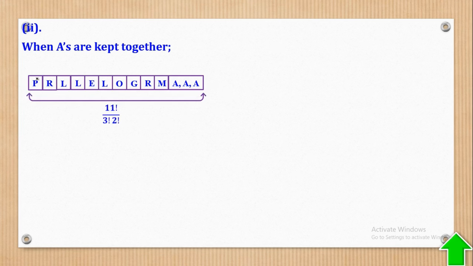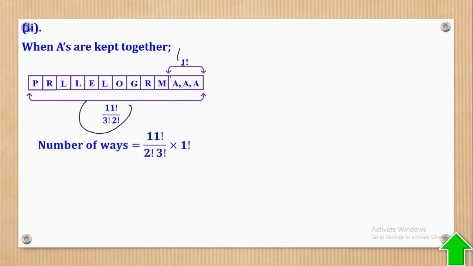So 11, because 1, 2, 3, 4, 5, 6, 7, 8, 9, 10, 11. That's the numerator. Then the denominator, the identical ones: there is L1, 2, 3, that's this 3 factorial. Then the other one is R1, 2, which is 2 factorial. Now these ones, they're identical, so the number of arrangements will be 1 factorial. Therefore, the total number of arrangements will be this times this to give you this. So when you use a calculator, you'll come up with this as the required number of ways.